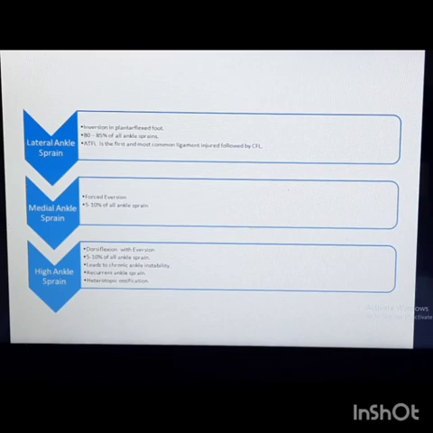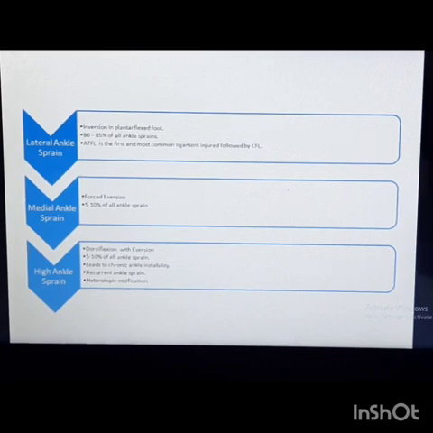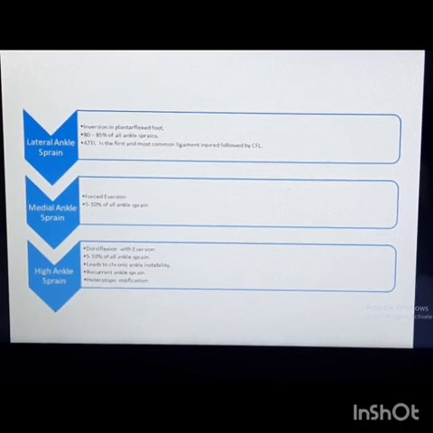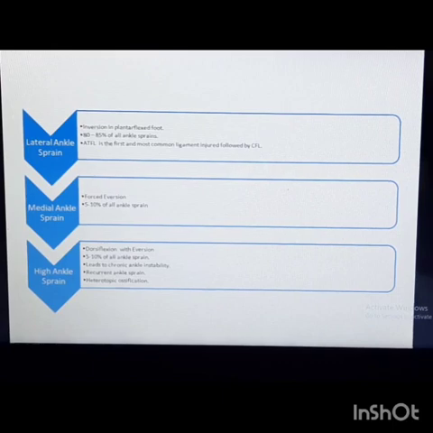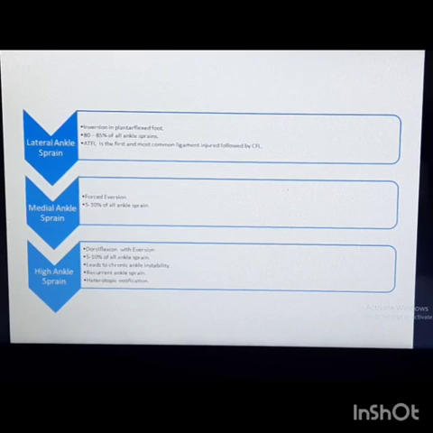Medial ankle sprain is a forced eversion sprain, and a very strong force is required to injure the medial ligament of the ankle. It is also known as the deltoid ligament, and it is one of the strongest ligaments in the body. So a very strong eversion force is required to tear this ligament, and it accounts for around 5 to 10% of ankle sprains.